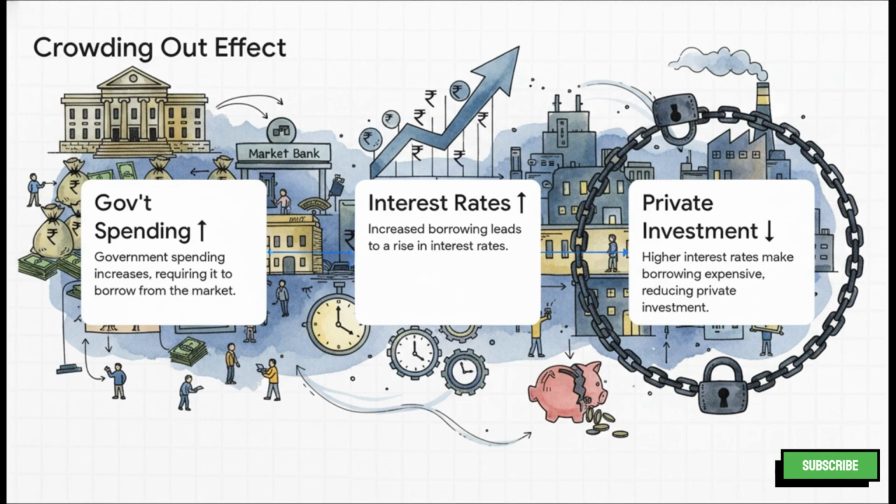And this slide shows the mechanism beautifully. See, when the government increases its spending, it often has to borrow money from the market. This increases the demand for funds in the capital market, which pushes interest rates up. Now, when interest rates are higher, it becomes more expensive for private companies to take out loans, so they reduce their investment. This entire process is known as the crowding out effect.